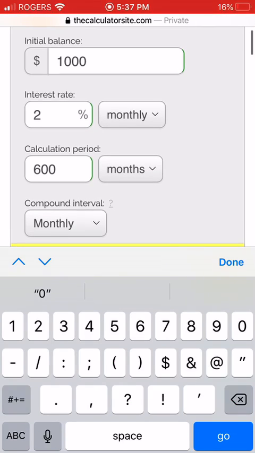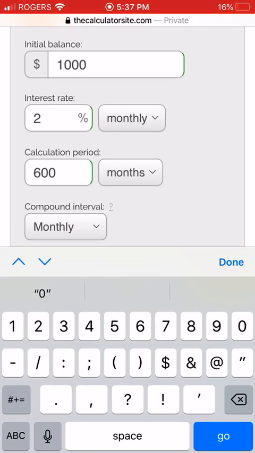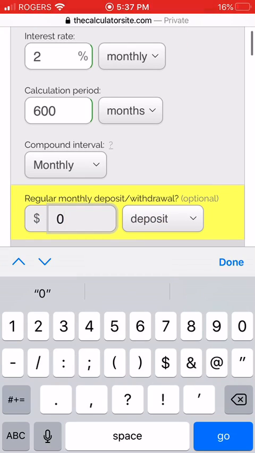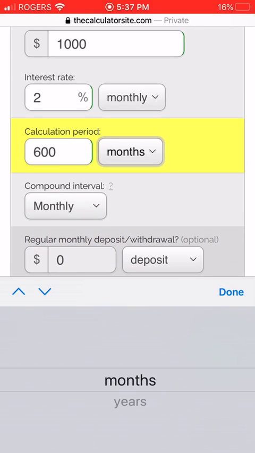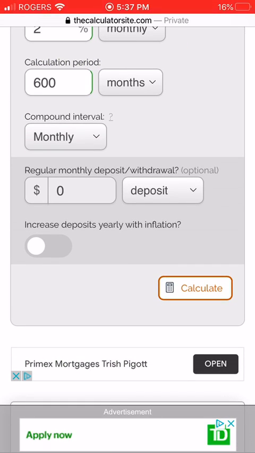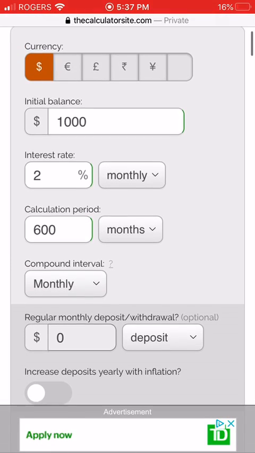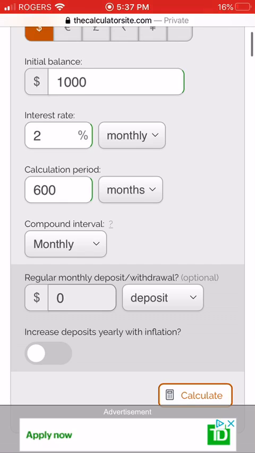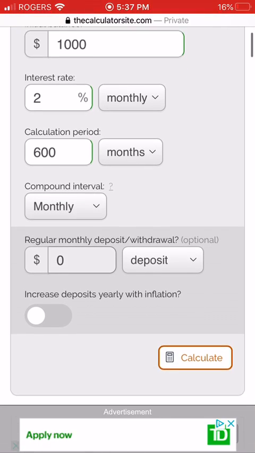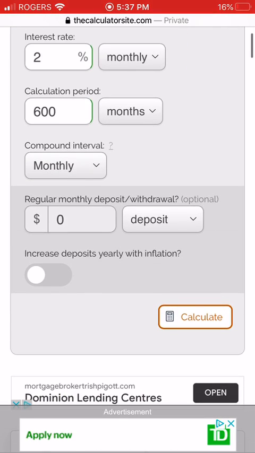So anyways, 1,000, 2% interest rate, 600 calculation period. What that is, for a mentality, is 600 days. Instead of months, you can't do days, you can only do months. If you did years, it would probably say that's too many years, like you don't live that long, because it's for people to evaluate their retirement plans, not for people who are going to live 600 years.